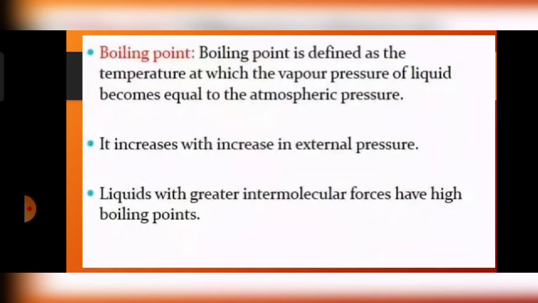So, what is boiling point? Boiling point is defined as the temperature at which the vapor pressure of a liquid becomes equal to the atmospheric pressure. It increases with increase in external pressure. For example, if the atmospheric pressure is 2 atm, then we have to provide double the amount of heat to make the internal pressure equal to the external or atmospheric pressure.